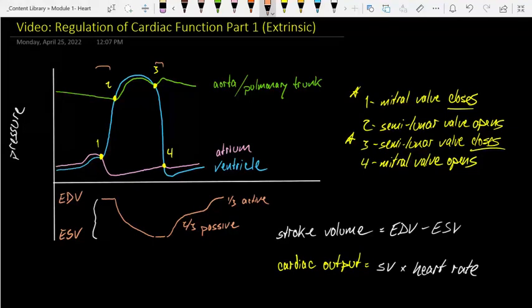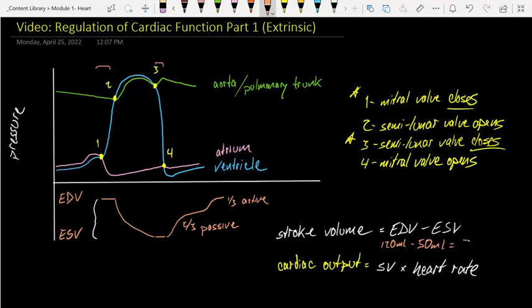Now let's get some numbers to this. For an average individual, an end diastolic volume might be 120 milliliters. An end systolic volume, what's left over after ejection, might be about 50 milliliters. And so if we subtract 50 from the 120, what do we see?